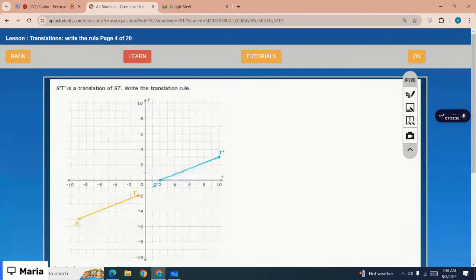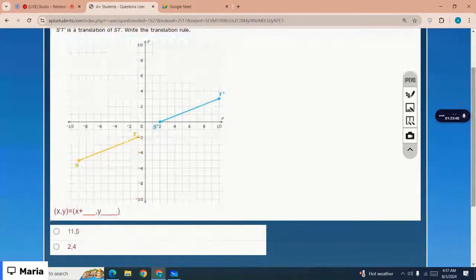S dash T dash is a translation of ST. Write the translation rule. So which is the correct option? That is 11 and 5. Option number 1 is the correct option, right?